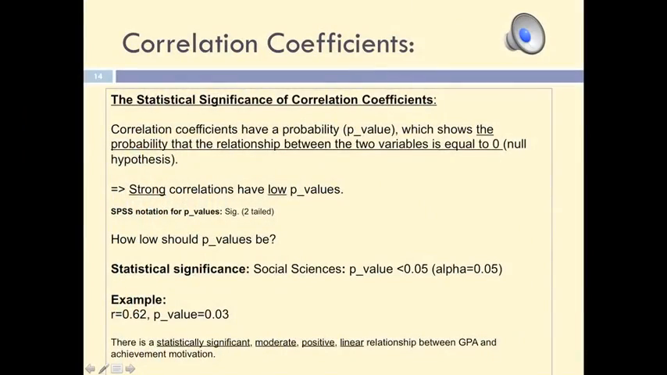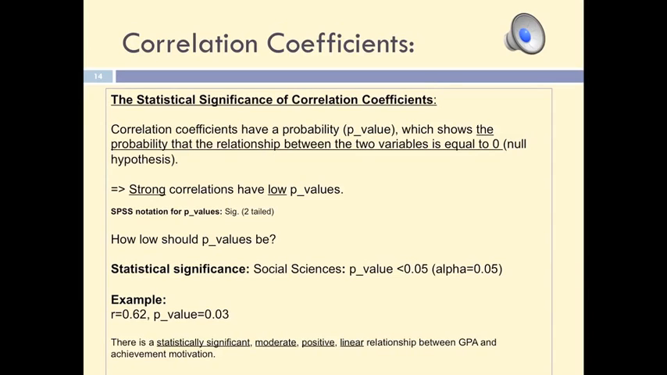When we compute correlation coefficients, we can also obtain a probability coefficient. We usually call this probability the p-value, and it shows the probability that the relationship between the two variables is equal to 0. Therefore, when the relationship between the two variables is strong, this probability is very small. The higher the correlation, the lower the probability. Correlations are typically considered statistically significant if the p-value is lower than 0.05.